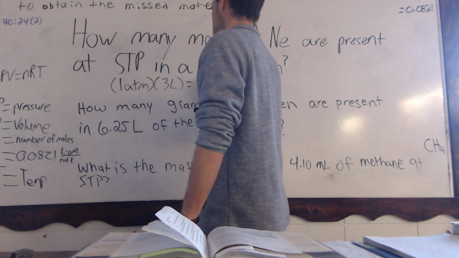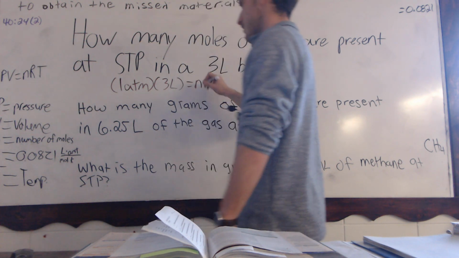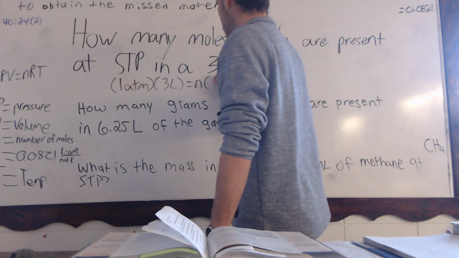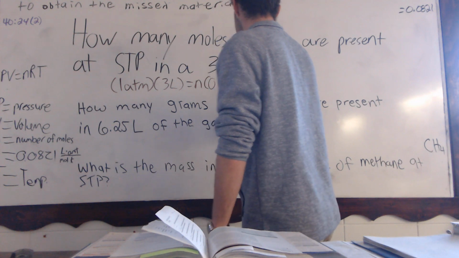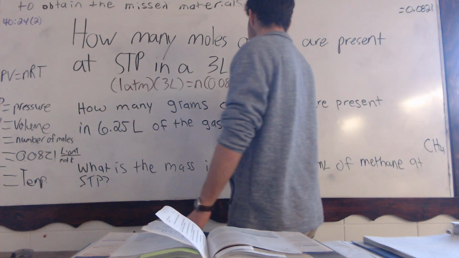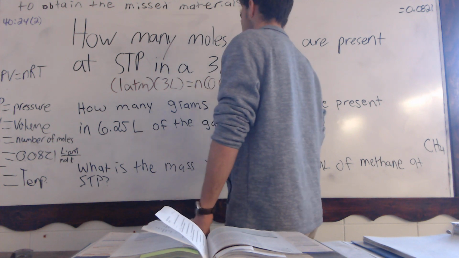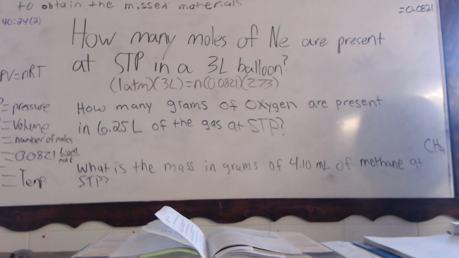How about N? Do we know it? No. R? 0.0821. And then T? 273. Oh, yeah. Somebody want to do that for me? Otherwise, I'll grab mine.